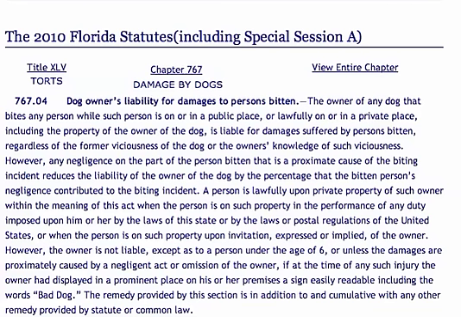The specific elements in a statute are rarely given in a laundry list. Wouldn't that be nice if it was that clear? They're rarely given in a laundry list format. Usually they're written in a narrative form, and this dog bite statute is a good example. Often a single sentence includes multiple elements that must be satisfied, and we'll talk about that in a minute.